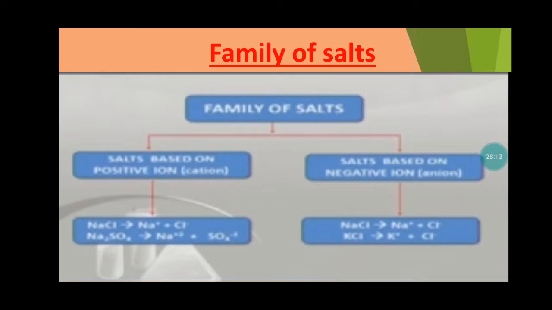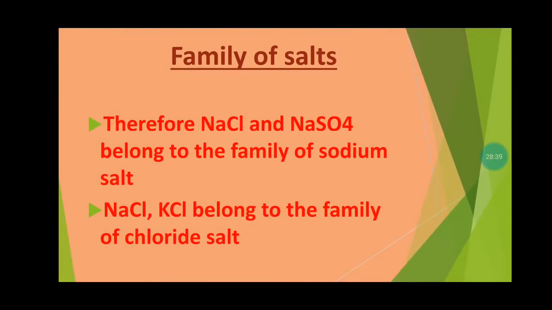Now, like this, we categorize the salts into their families. There are many types of salts. We base it on the fundamental quality, based on its anion or cation. Based on the type of salts, we name them. Next, here is a small discussion taking two salts. In the first case, NaCl and Na2SO4, sodium chloride and sodium sulfate. Here which is common? The cation is common. Therefore, it is named as sodium salts.